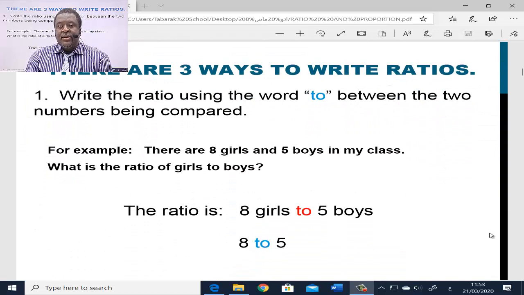The most important thing to emphasize in this topic is how to write ratios. We have 3 ways of writing ratios. The first way is to use the word "to". For example, we have 8 girls and 5 boys in the class. What is the ratio of girls to boys? It's 8 girls to 5 boys. How do you write it? We write it 8 to 5. So the first way is to use the word "to".